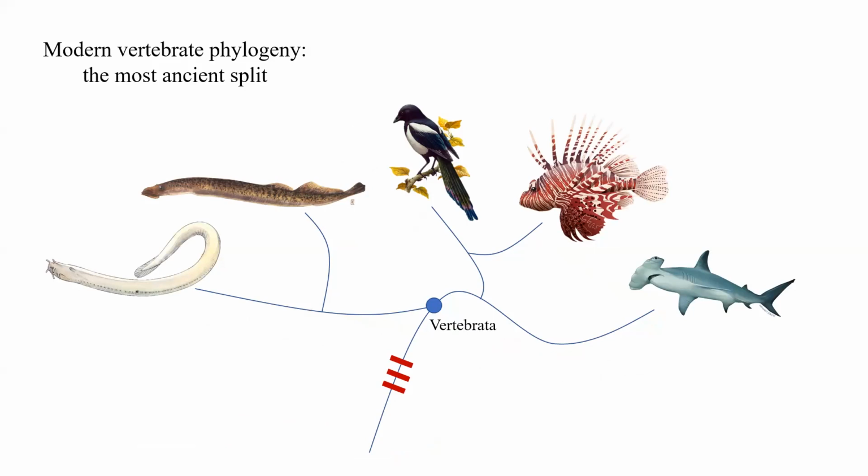If we look at the early splits, this magpie up here is representing all you guys who live up on land. But here's our early splits with invertebrates. And the first split that happens, there's two clades. On one side, we have these animals called cyclostomes.